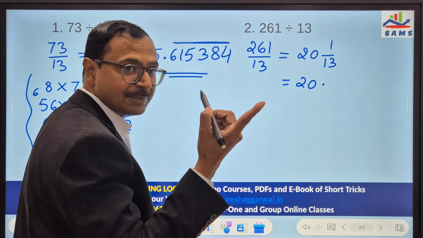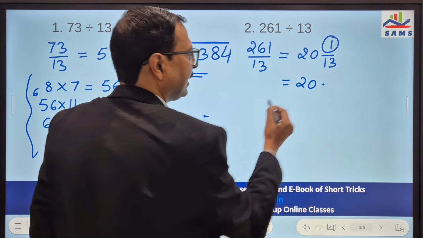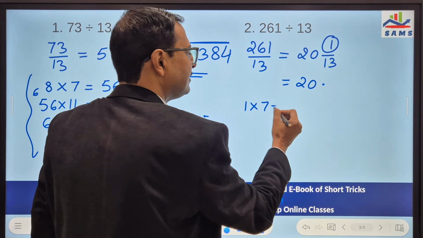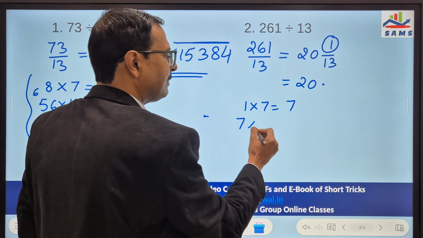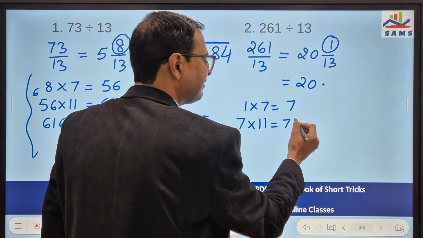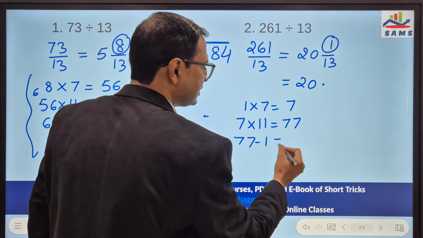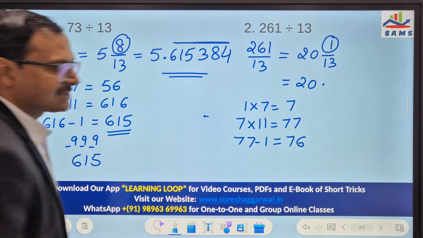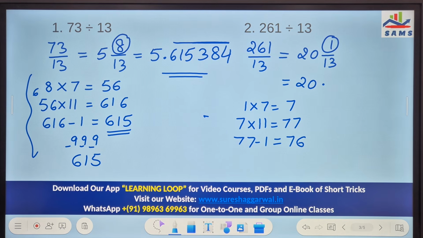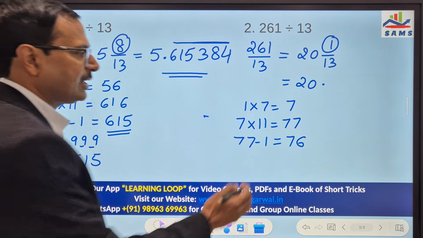Now what is that something? The numerator 1 multiplied by 7 gives you 7. 7 multiplied by 11 gives you 77. And 77 minus 1 gives you 76. Now here you can see the number 76 is actually a 2-digit number.